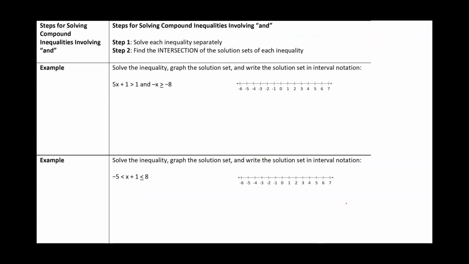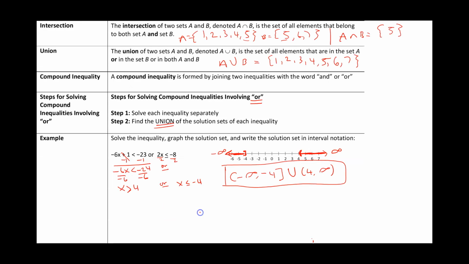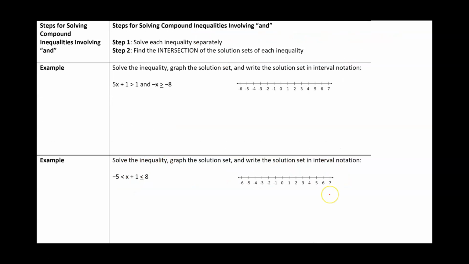Now, the next one is steps for solving a compound inequality involving the word and. So this was the word or. In the next example, we're going to use the word and. Same thing, we solve each inequality separately, but this time we want to find the intersection of the two sets. So if I just solve this, 1 minus 1 is 0, so I get 5x greater than 0, and I divide by 5, so I get x greater than 0.